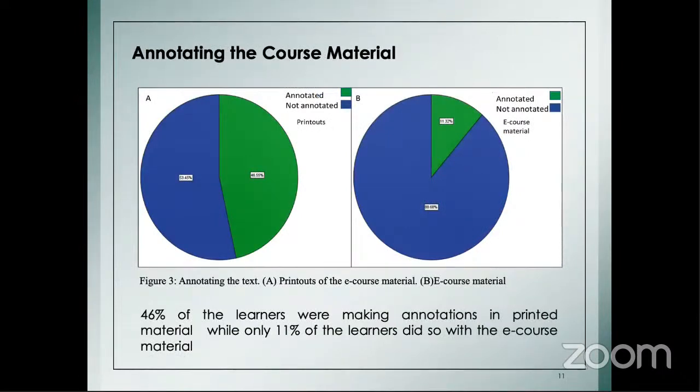This pie chart illustrates the percentage of students who have made annotations in printed materials and the e-course material. Approximately 46% of students had used annotations in the printed materials, while only 11% of students did annotations with the e-course material.